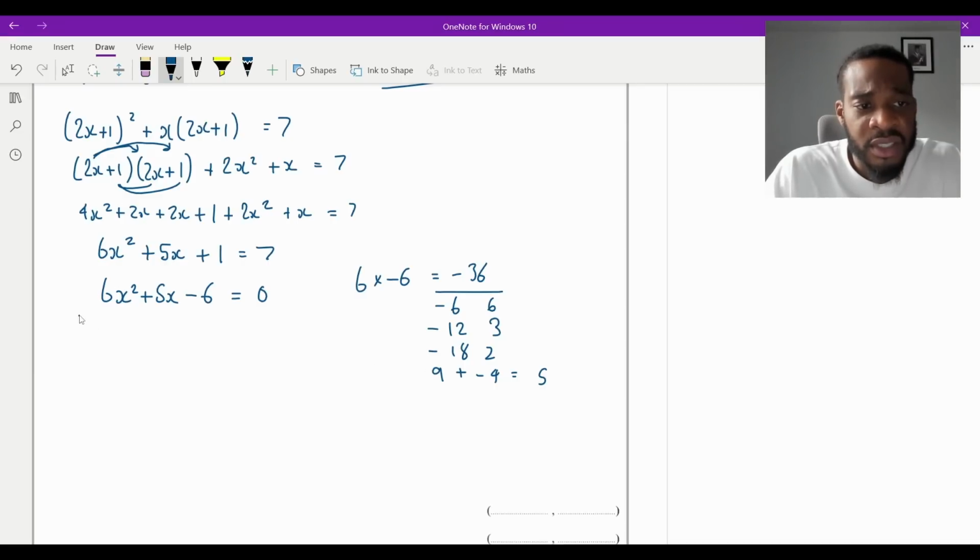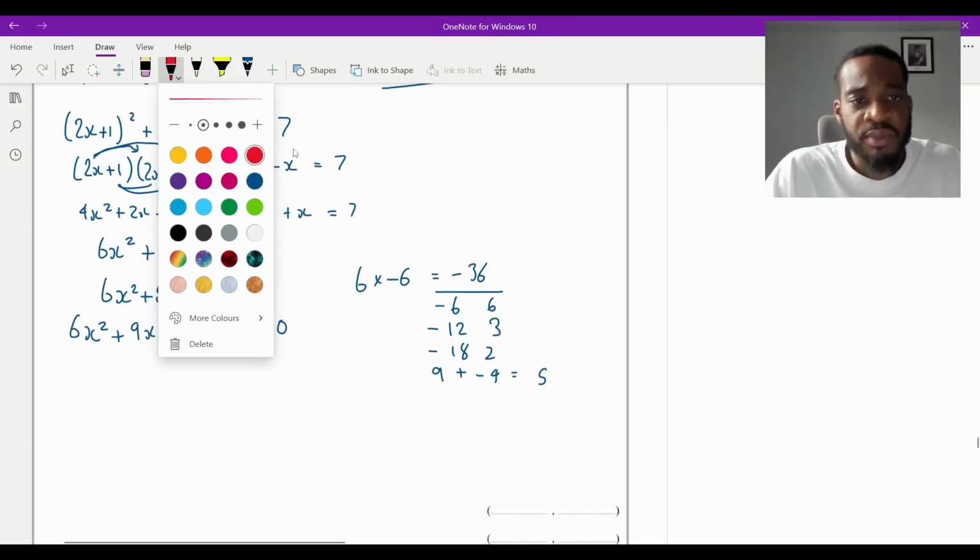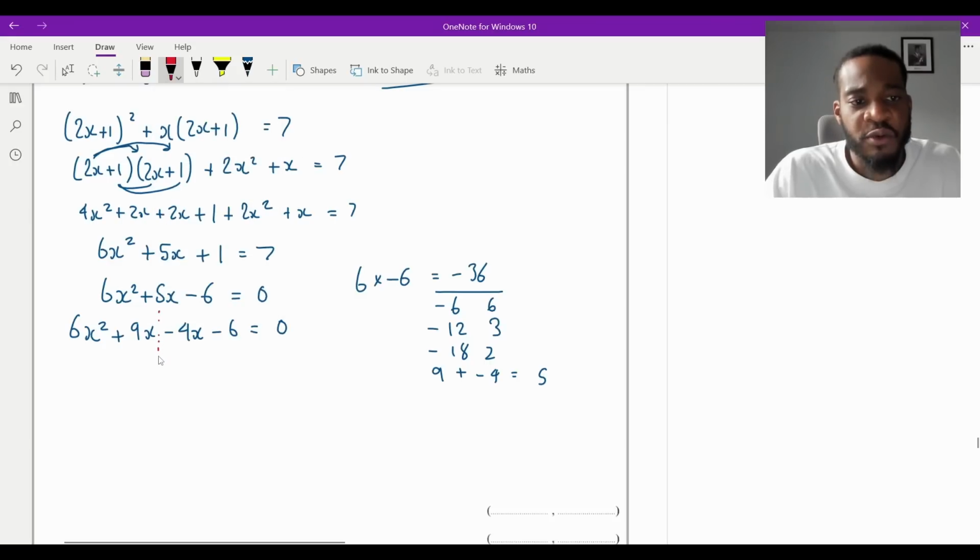So what I'm going to do now is I'm going to say 6x squared, right? And I'm going to plus on the 9x like that, and then minus the 4x. So I'm just splitting the 5x into 9 take away 4, and then minus 6 is equal to 0. And then now I'm going to split it down the middle, and then you're going to factorize both terms, aren't you? So doing that, I can take out a 3x, can't I? Like that, and then I'll have a 2x there, and then I'll have a plus 3. So that one's done. And then this one I can take out a minus 2, can't I? And then I have a 2x there, and then I have a plus 3 again.